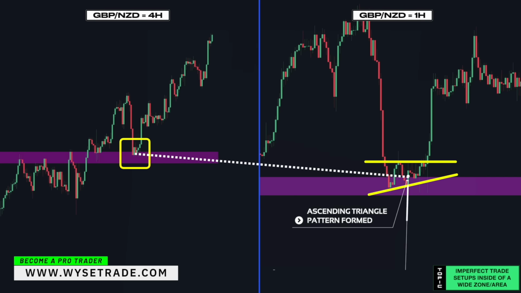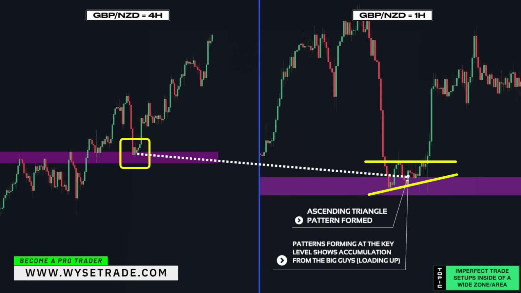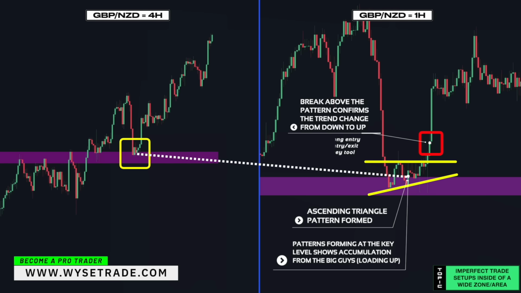Whichever one you choose to use, these price action patterns show that buyers are accumulating at this support zone. And once price breaks above the pattern and forms a higher high, the trend change is confirmed. And that is when you would look for a precision entry point using our entry strategy and key tool.